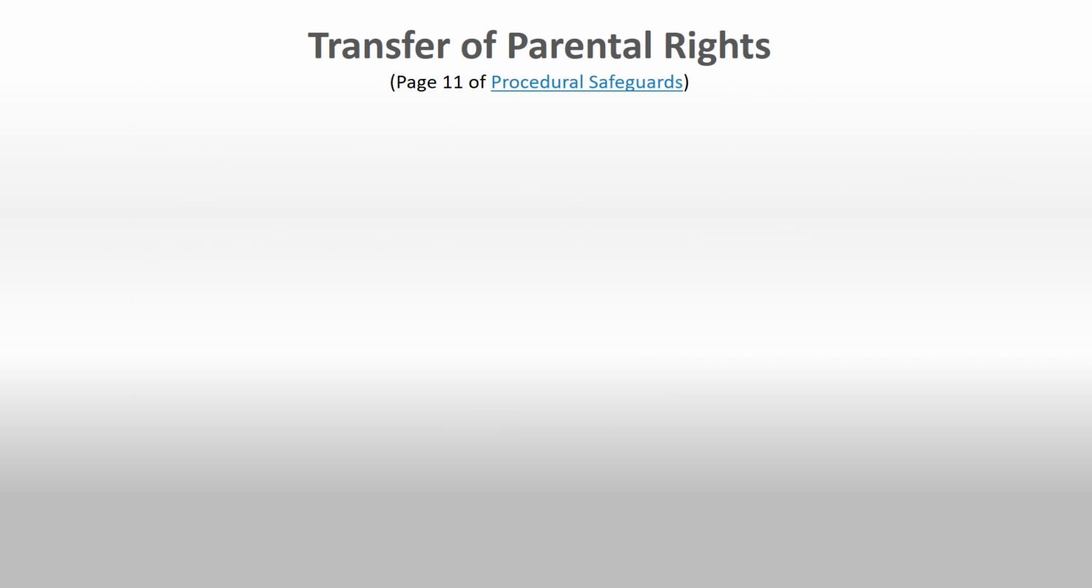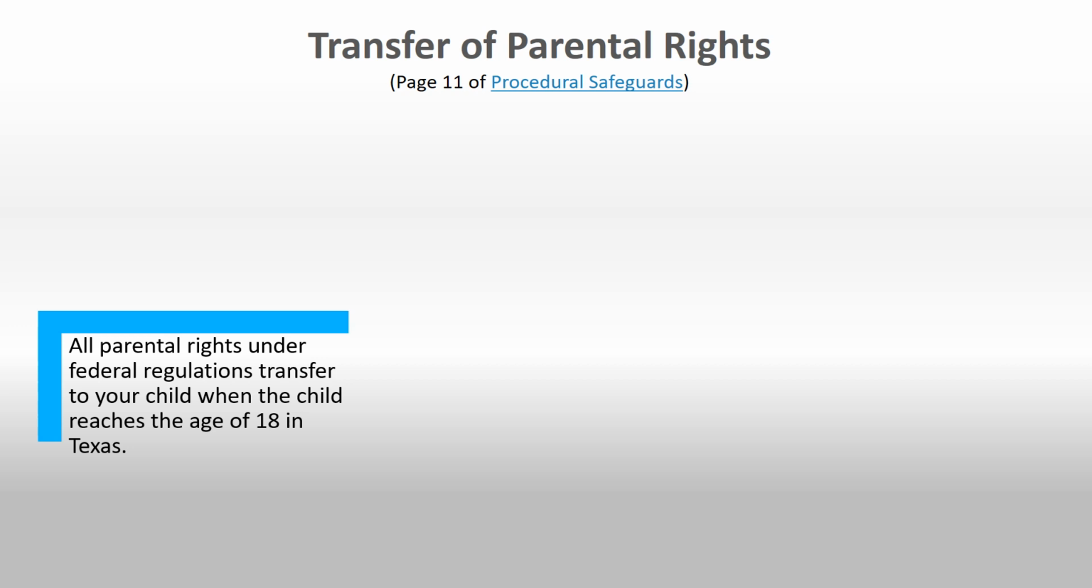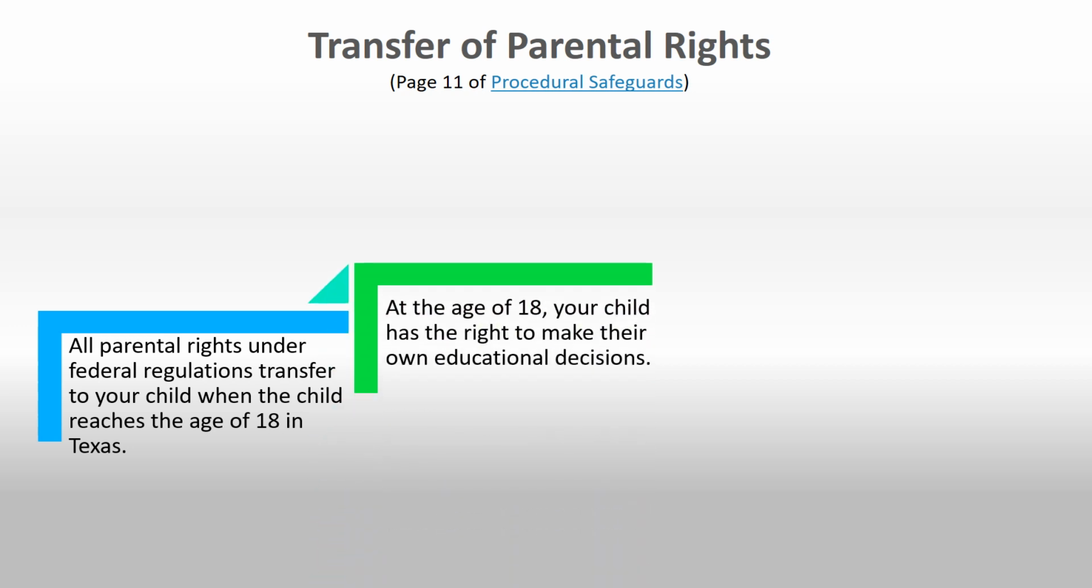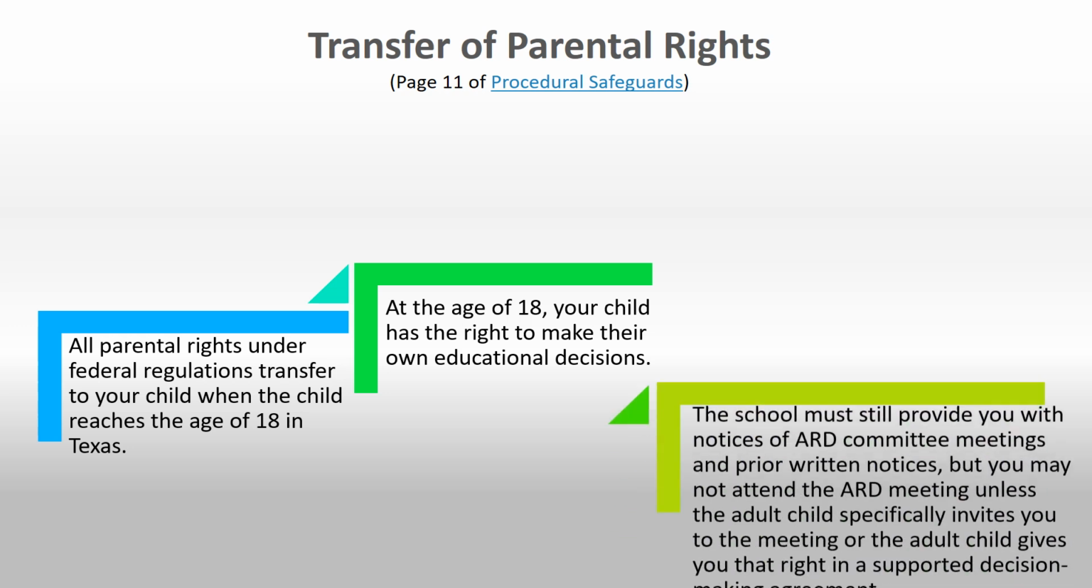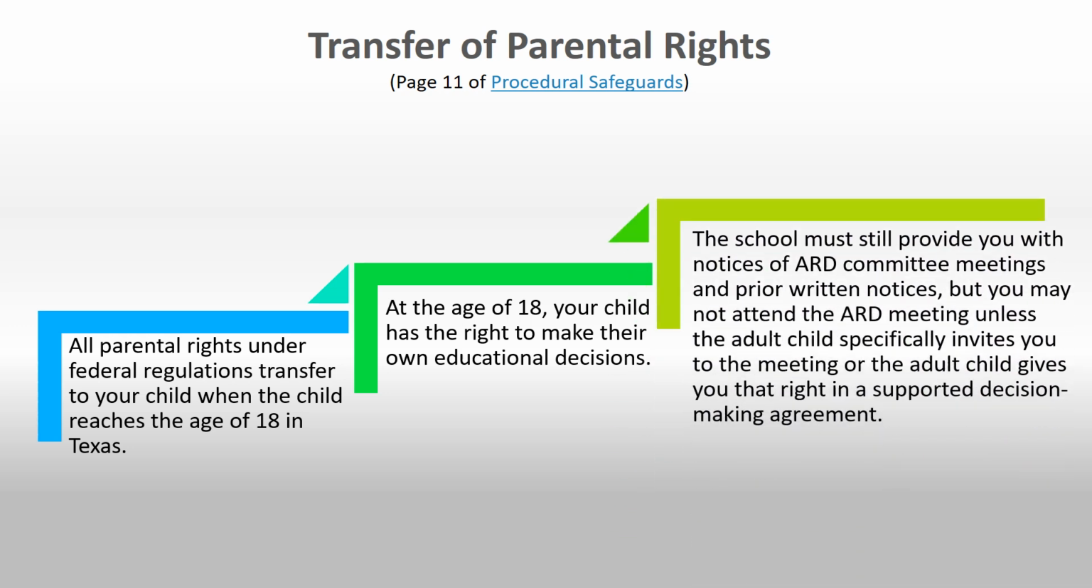Transfer of parental rights, page 11 of Procedural Safeguards. All parental rights under federal regulations transfer to your child when the child reaches the age of 18 in Texas. At the age of 18, your child has the right to make their own educational decisions. The school must still provide you with notices of ARD committee meetings and prior written notices, but you may not attend the ARD meeting unless the adult child specifically invites you to the meeting or the adult child gives you that right in a supported decision-making agreement.